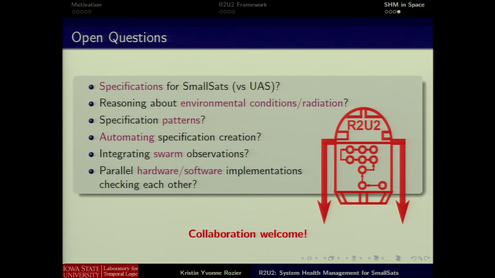How do we integrate swarm observations, external observations, in order to be able to be smarter about our own system health? And then how do we utilize the asset of parallel implementations of the same system health management framework in hardware and software to try to be more robust and also handle checking our own monitors to make sure that we aren't the source of bad data that may take down some future mission?